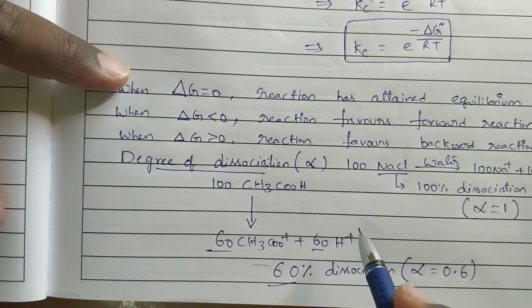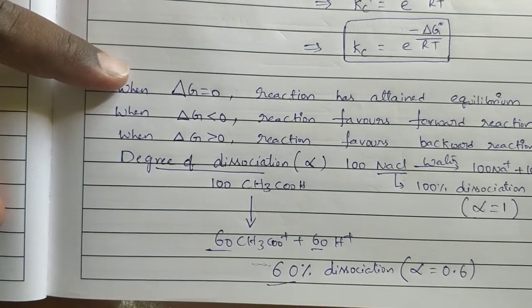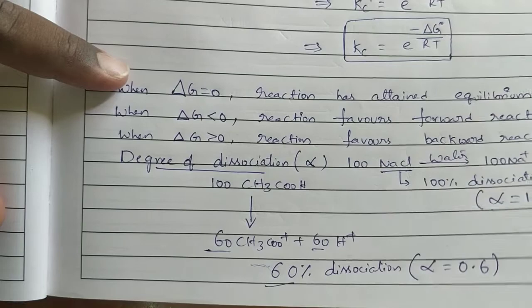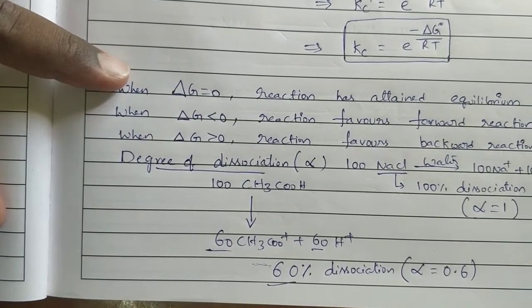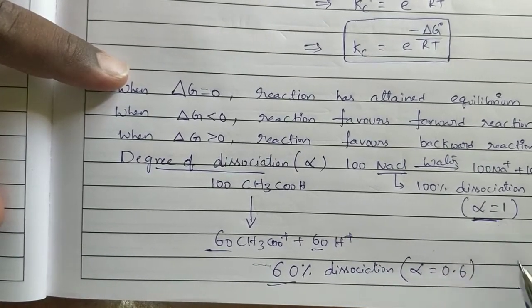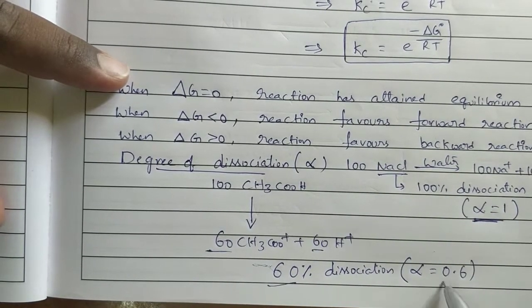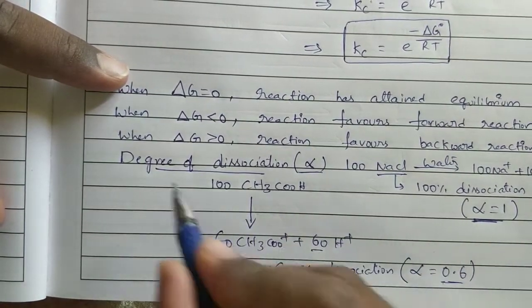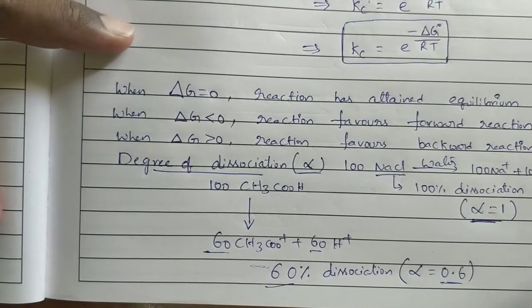Like that we can write anything. If they give a percentage, simply divide by 100 and you will get the alpha value. Is it okay? That is nothing but the degree of dissociation. By seeing the alpha value, we can say to how much extent that particle will undergo dissociation. By seeing alpha is equal to 1, we can say that that particle undergoes 100% dissociation. By seeing alpha is equal to 0.6, we can say that it will undergo 60% dissociation. That is the importance of the alpha value. Alpha is called the degree of dissociation.